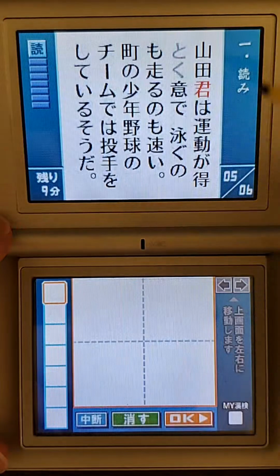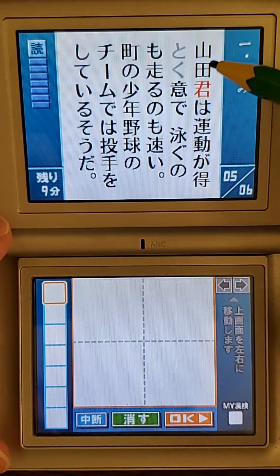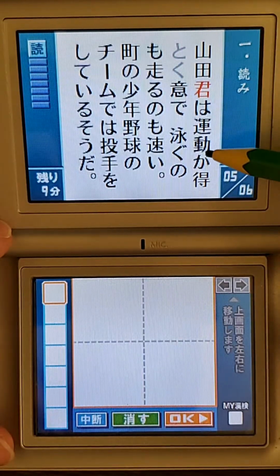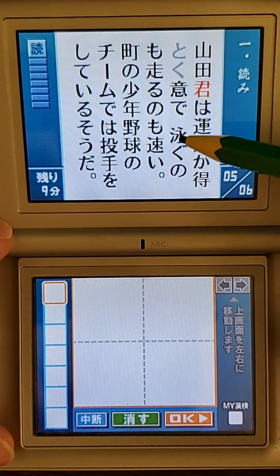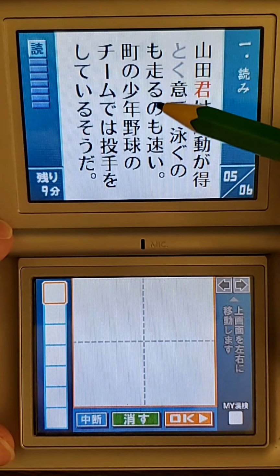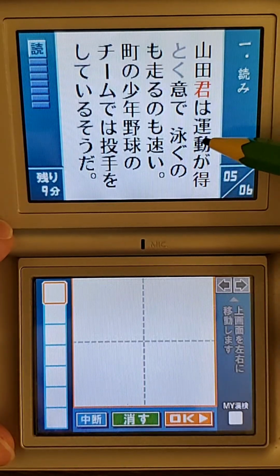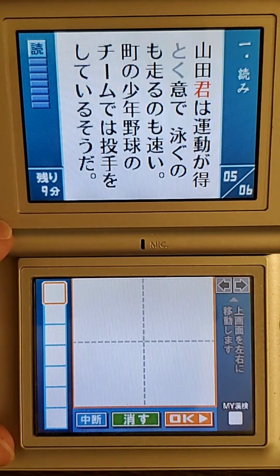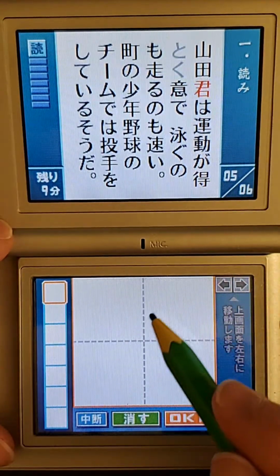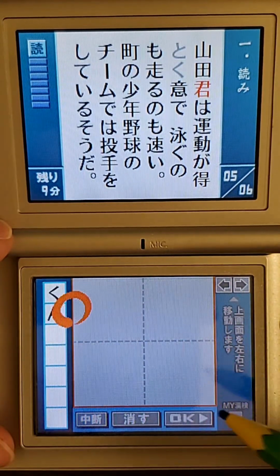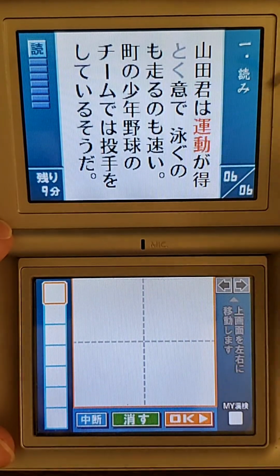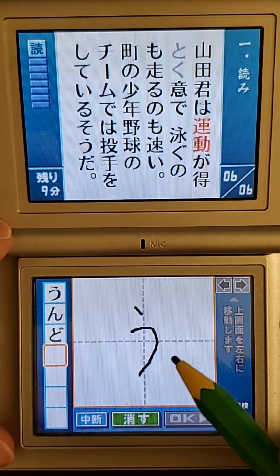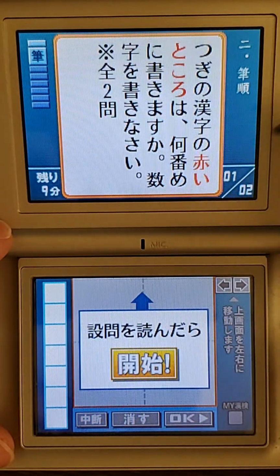So that's okay, Yamada Kun, so Yamada, the guy's name, or the person's name, Yamada Kun は運動が得意で、泳ぐのも走るのも速い。So Yamada Kun, he's good at moving, and so he can swim and run fast. Yamada Kun. So the reading for this is Kun. Undo. So exercise. Undo. Oh, takes me to the next one.